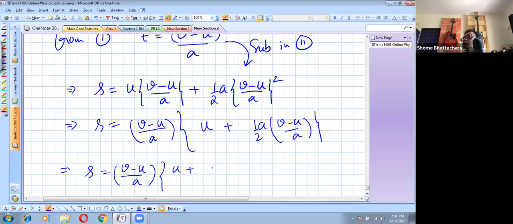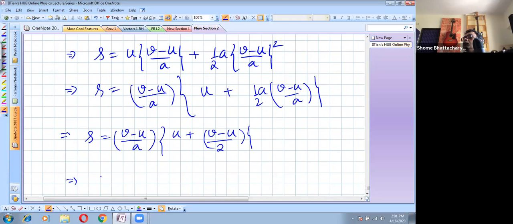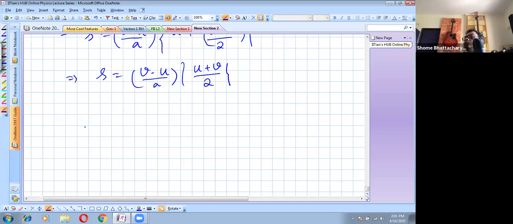So u plus (v minus u) by 2. Okay. So just taking LCM and all. Next step, this becomes (u plus v) by 2. So next step, (v minus u) into (v plus u) becomes v square minus u square, and the denominator just becomes 2a. So now we have to just cross multiply and understand how to get v in terms of u.